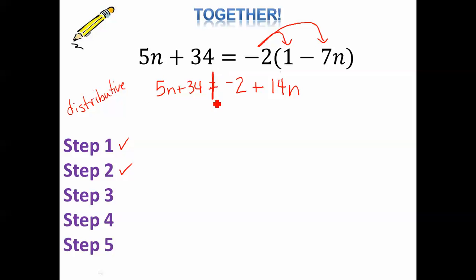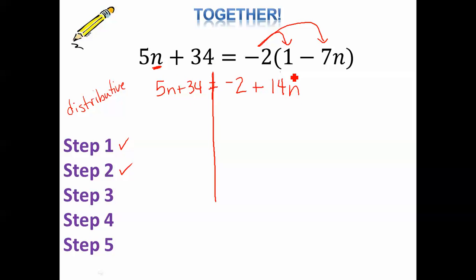Step 3 is to separate. We're going to draw our line down the equal sign. We want our variables on one side, and our variable is an n, and our numbers on the other side. So what I'm going to do is I'm going to look, and there's an n on both sides. There's 14 of them here and 5 of them here.